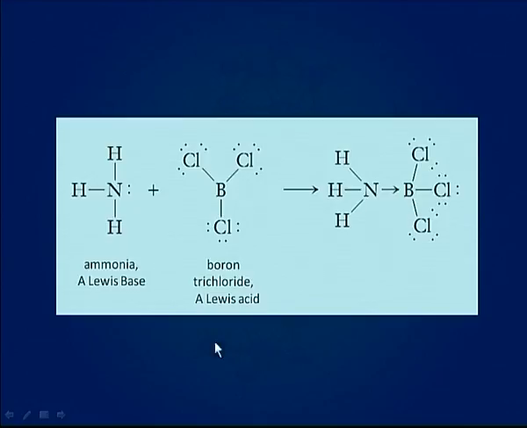Here you can see that in ammonia molecule, nitrogen has a lone pair of electrons, and in boron trichloride molecule, boron is deficient of electrons, that is, its octet is not completed. Hence, nitrogen can donate its lone pair of electrons to boron to form a coordinate bond. Here the coordinate bond has been shown by the arrow from the donor side to the acceptor side.